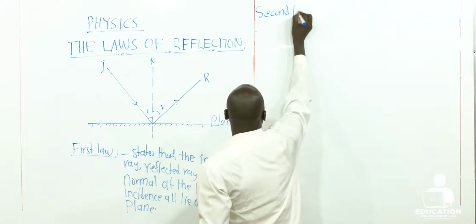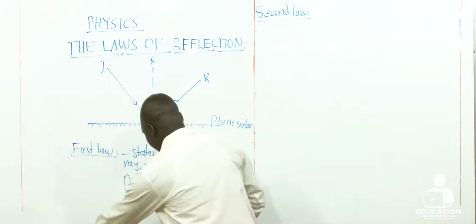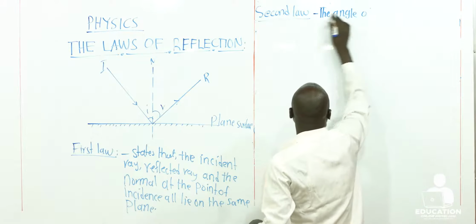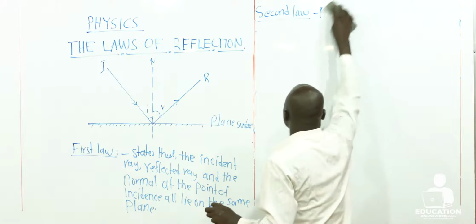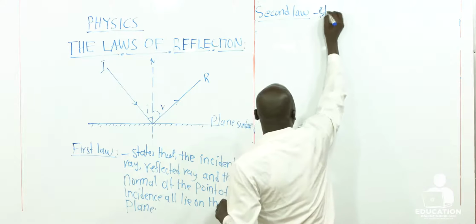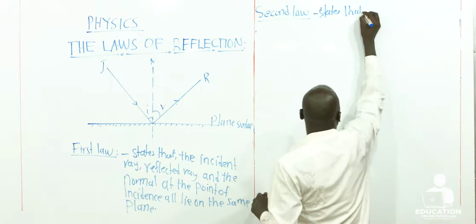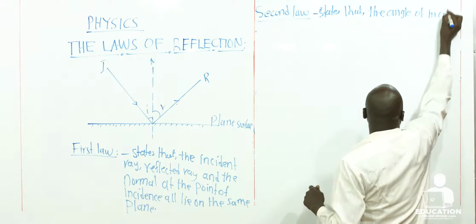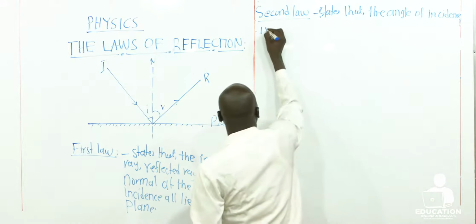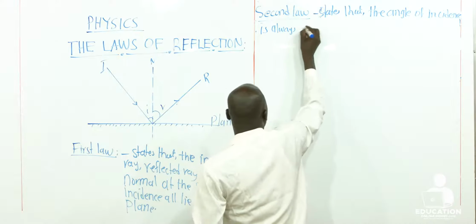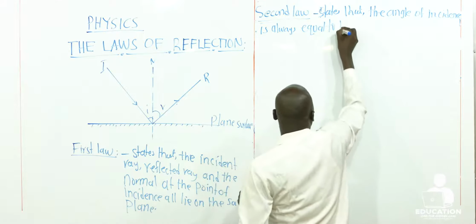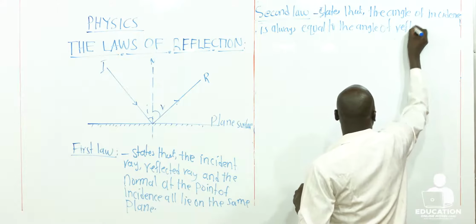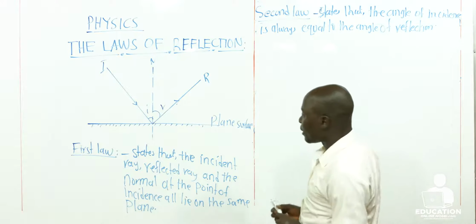Second law. So the second law of reflection states that the angle of incidence is always equal to the angle of reflection. So this is the second law of reflection.